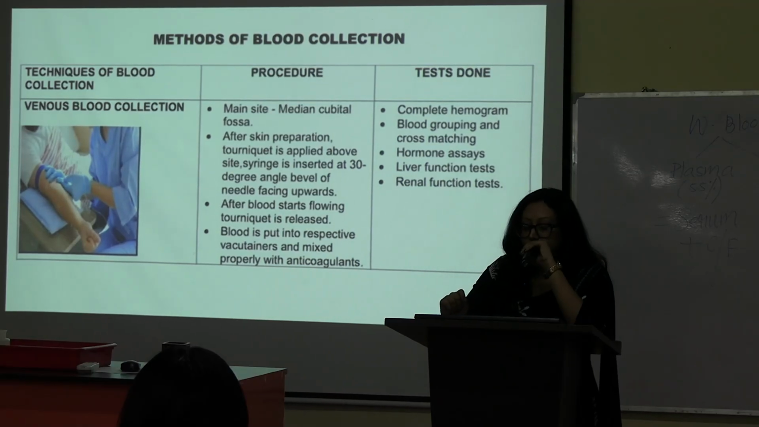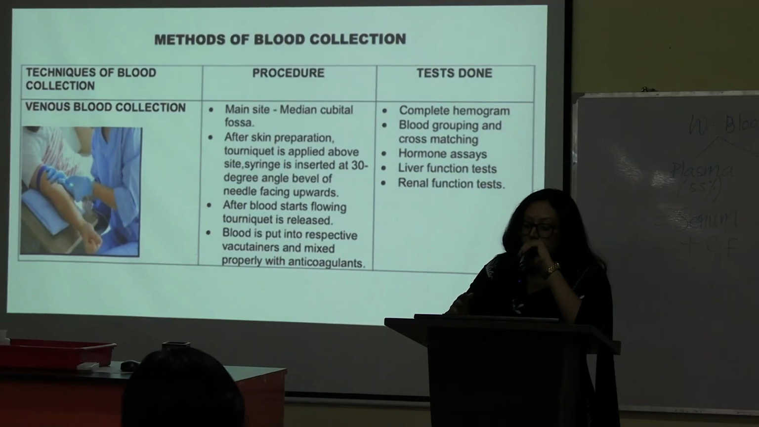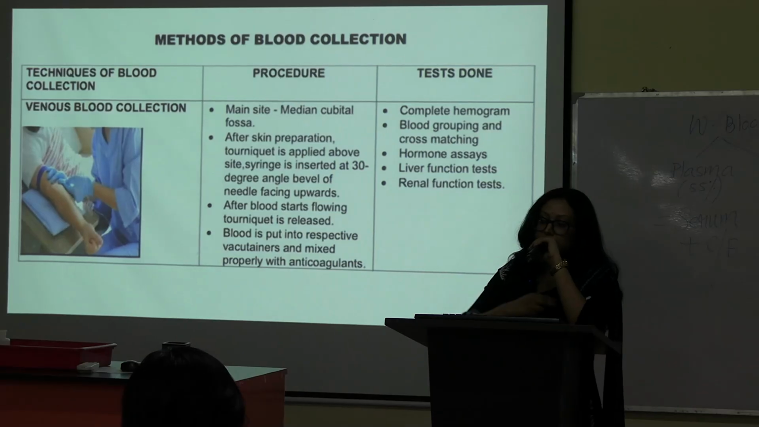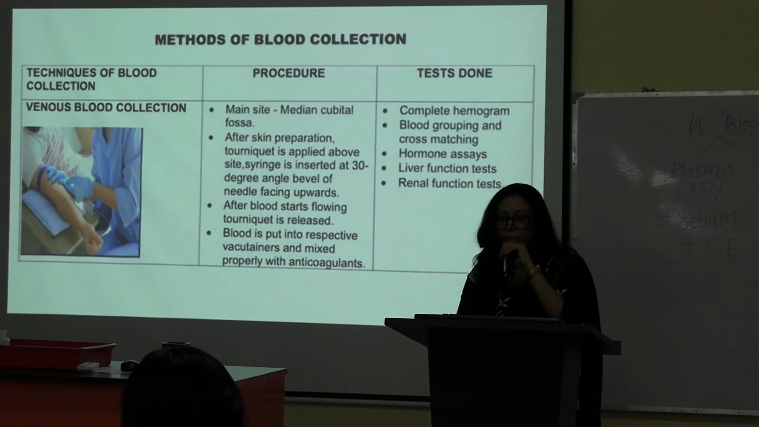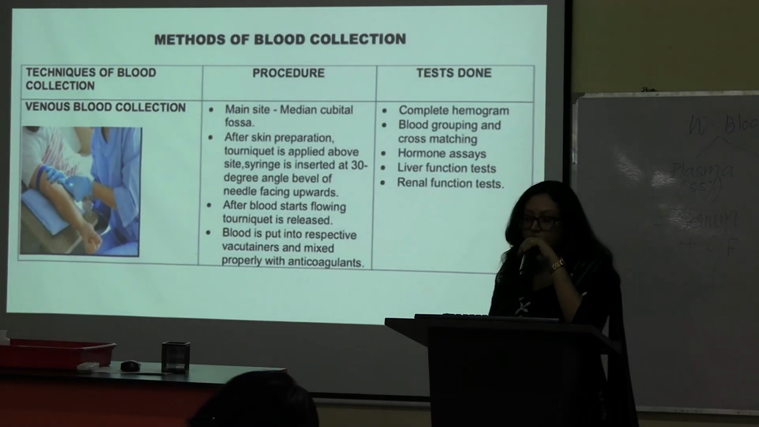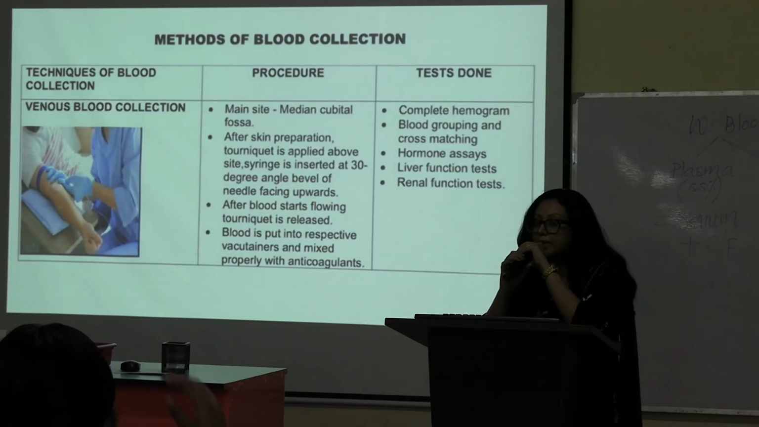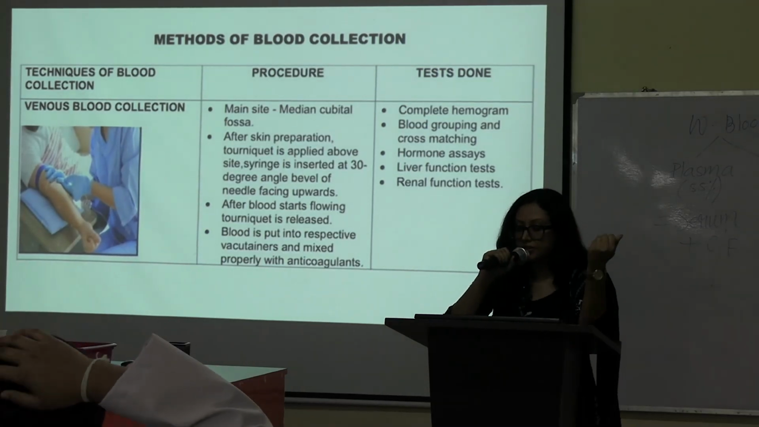Remember, the tourniquet is applied for 1 minute. It is not applied for more than 1 minute. In detail, all these things. Just 2 to 3 fingers above the site of collection of blood. Now, after applying the tourniquet, you will ask the patient to clench his fist.